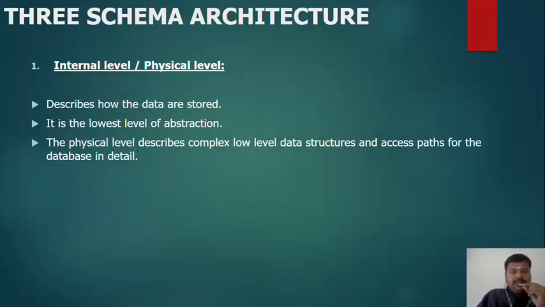This is the first level, that is the physical level. It describes how the data are stored. It is the lower level of abstraction. The physical level describes the complex low level data structures and access paths for the database in detail.